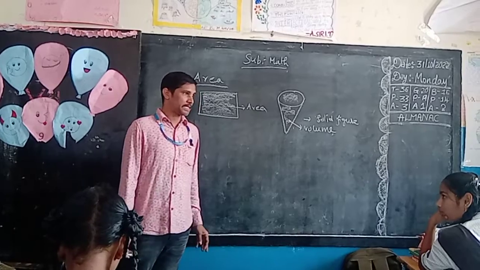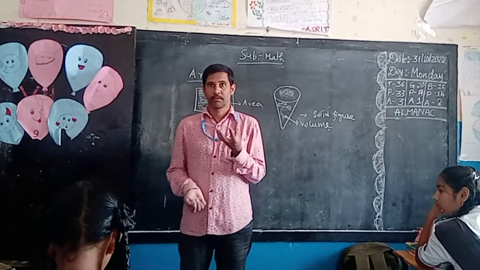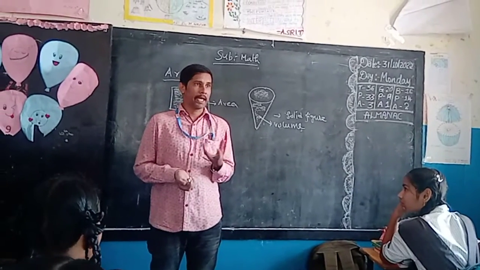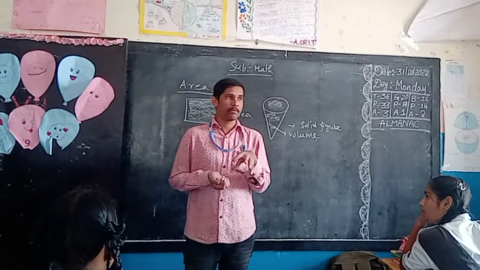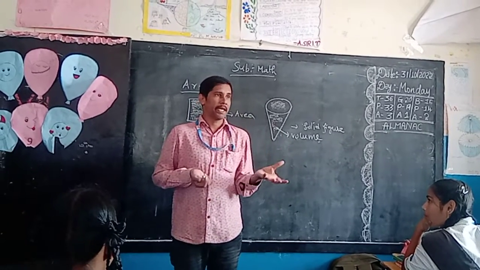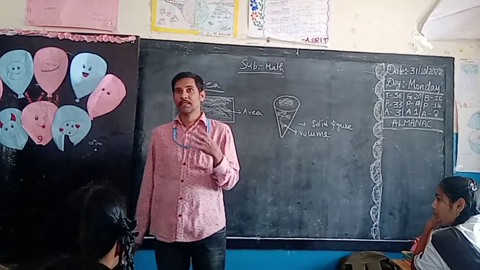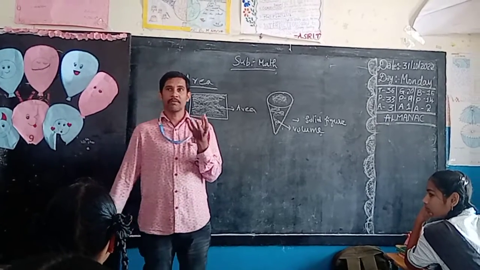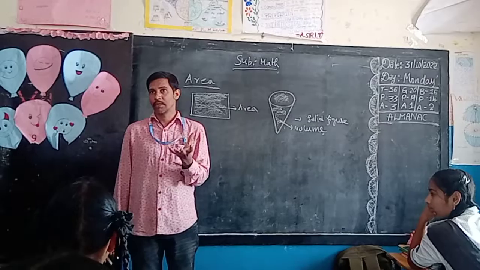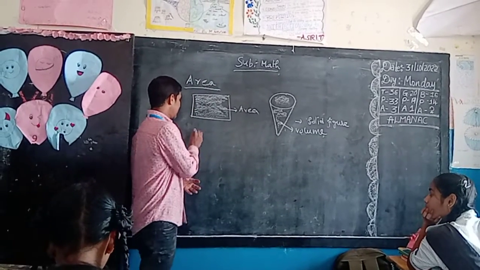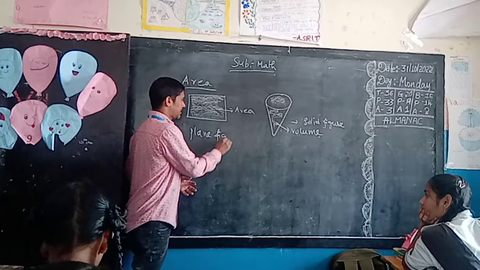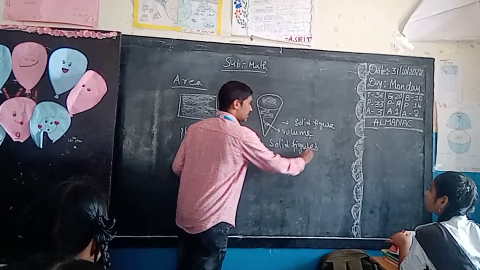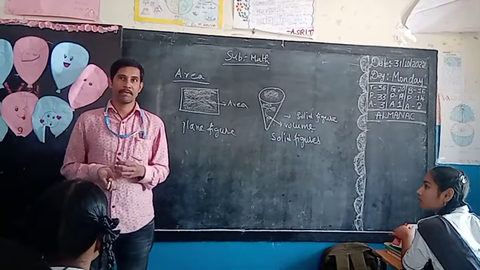For example, you take a ball, some football. What do we have inside that football? Air. That means the space inside the football is covered with air. So is the football a solid figure or a plane figure? Solid figure. So a solid figure contains volume. Now we have two types of figures, plane figures and solid figures. What are these plane figures and solid figures? We will see with some examples.